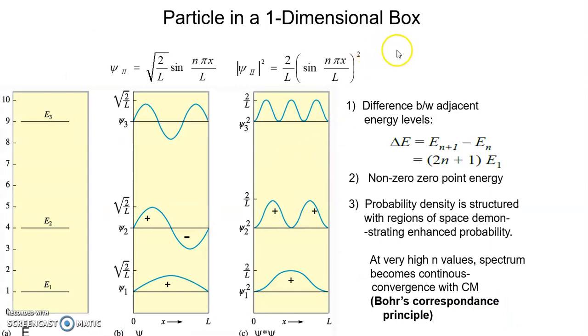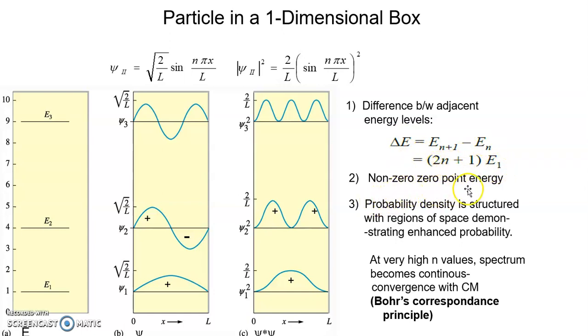Now, particle in a one-dimensional box, energy levels E1, E2, E3. Then you have psi 1, psi 2, psi 3. This is psi 1, this is psi 2, this is psi 3, and this is your distance. And then psi square. The difference between adjacent energy levels, del E, is equal to E n plus 1 minus E n, a total of 2n plus 1 times E1.